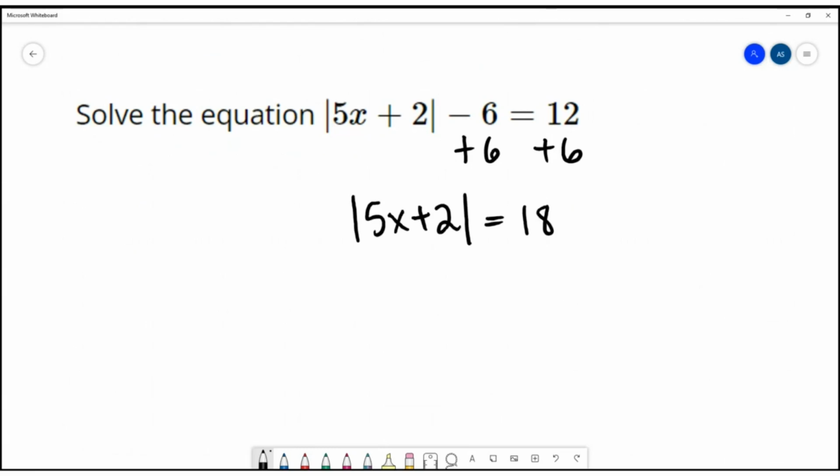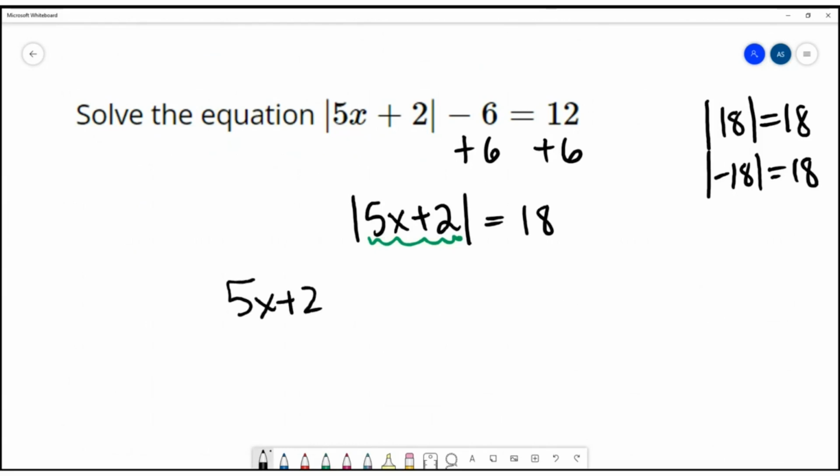And now we want to think about the two different scenarios. Absolute value of a positive 18 is 18. Absolute value of negative 18 is 18. So there are two possibilities for this expression inside the absolute value. 5x plus 2 could be positive 18, or 5x plus 2 could be negative 18. We'll solve each one of these equations.